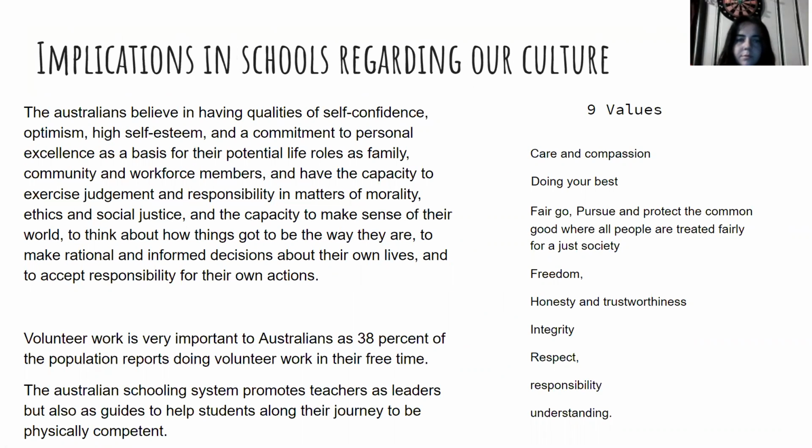So, some implications in schools regarding our culture. The Australians believe in having a high quality self confidence, optimism, high self esteem, a commitment to personal excellence as a basis for their potential life roles as family members and workforce members. They need to have the capacity to exercise judgment and responsibilities in matters of morality, ethics, and social justice in society, and the capacity to make sense of their world, to think about how things got to be the way they are, and to make rational, informed decisions about their own lives, and to accept responsibility for their own actions.